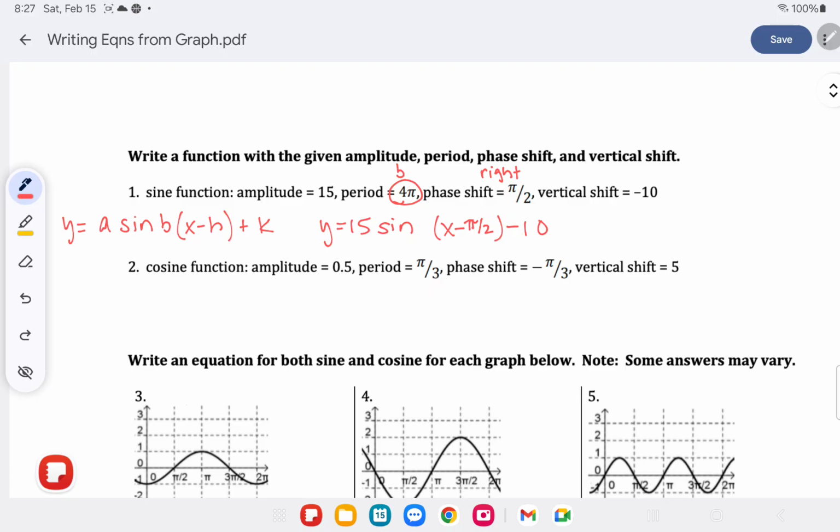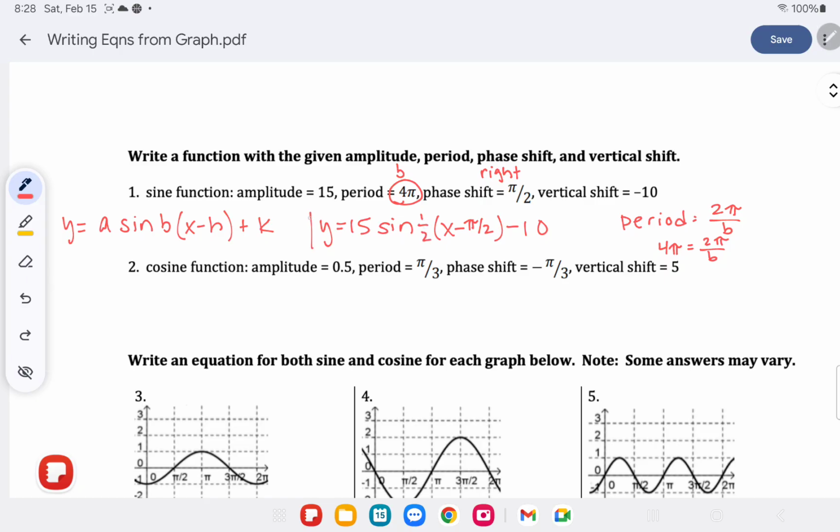So now let's talk about b. Typically, our period for sine and cosine of the parent function is 2 pi. Normally we know b and we're trying to figure out the period. So our formula for figuring out the period was 2 pi divided by b. But now we know the period and we don't know what b is. So I know my period is 4 pi. We're trying to figure out b. So you can solve this equation for b to get that b is 1/2.